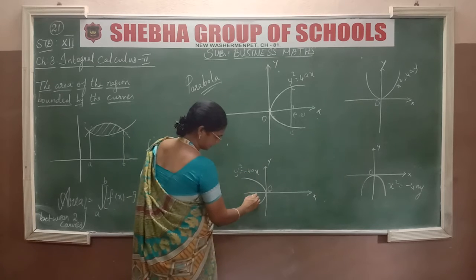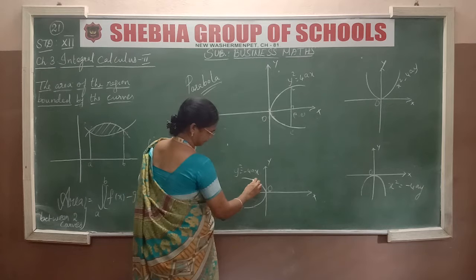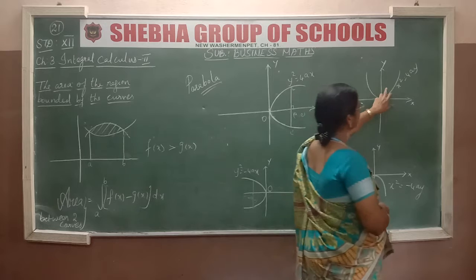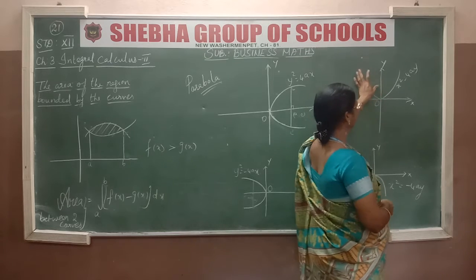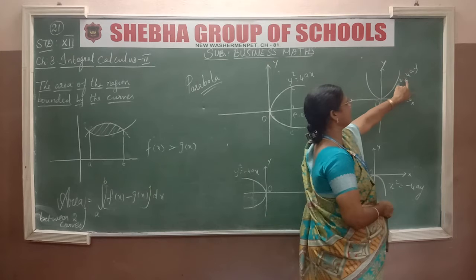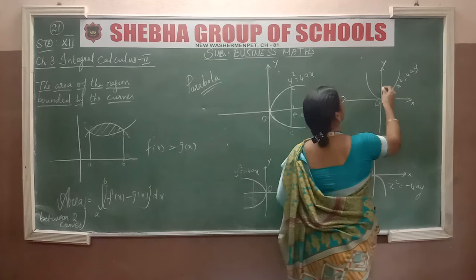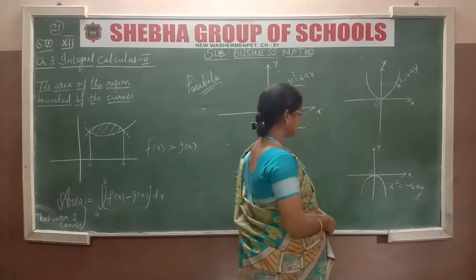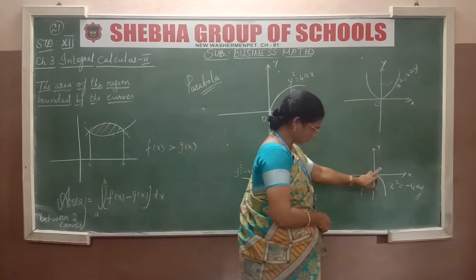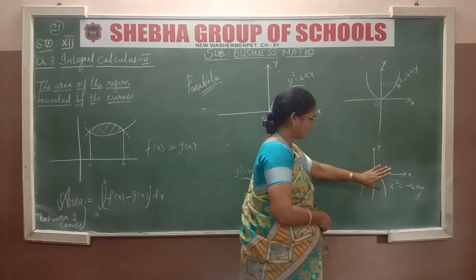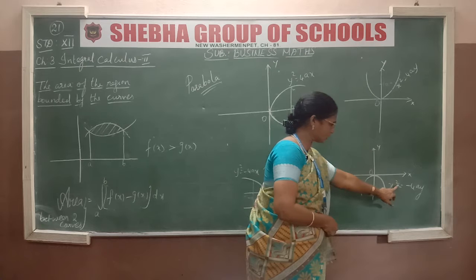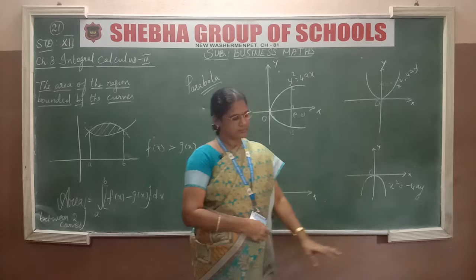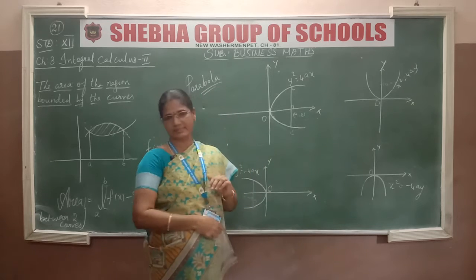Here the focus is minus a comma 0, and same thing, the latus rectum passes through the focus. And here this is open upward, and its equation is x square equal to 4ay, and the focus is 0 comma a. In this case this is open downward, and its standard form of the equation is x square equal to minus 4ay. You remember all this, we use this in this exercise 3.1.